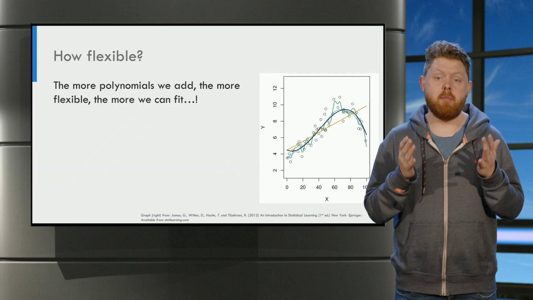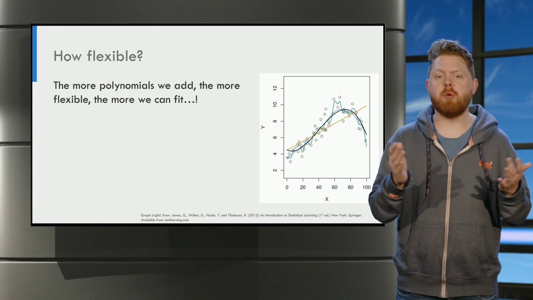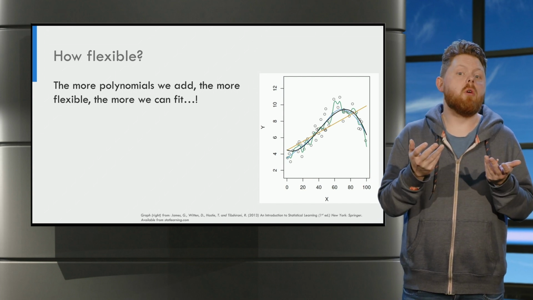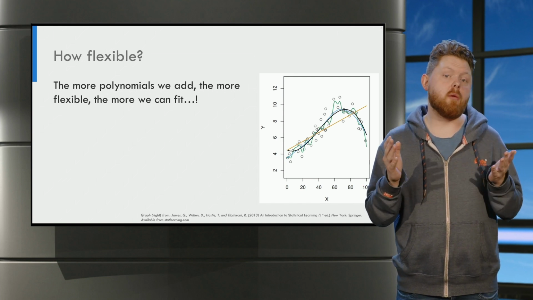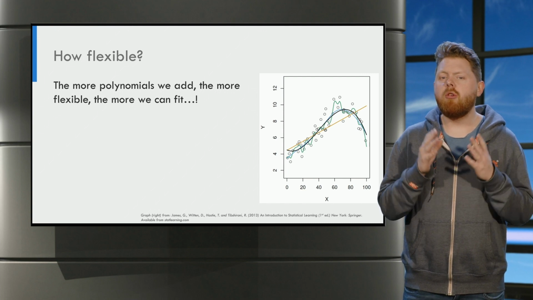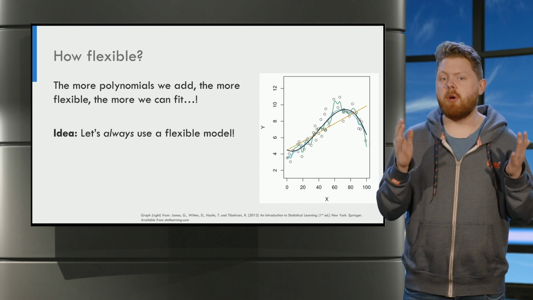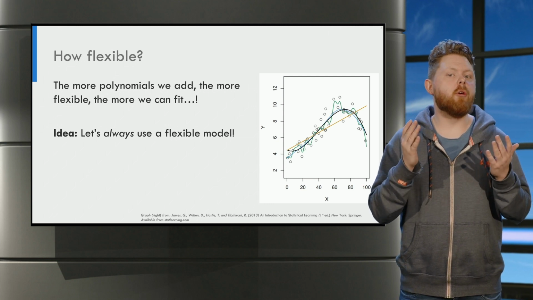One idea you may have is to add as many polynomial features as possible. After all, the more polynomials we add, the more flexible our model becomes and the more we can fit. So let's always use as much flexibility as possible, right? The more polynomials, the better.